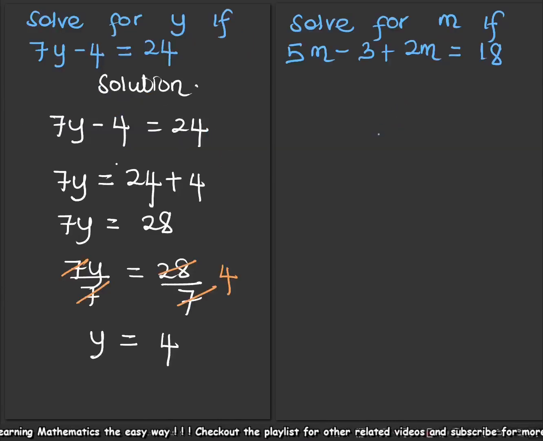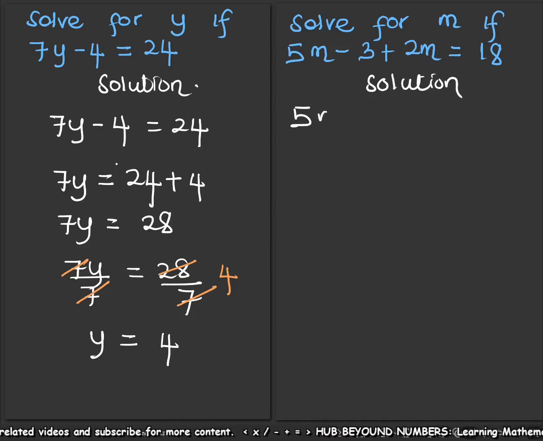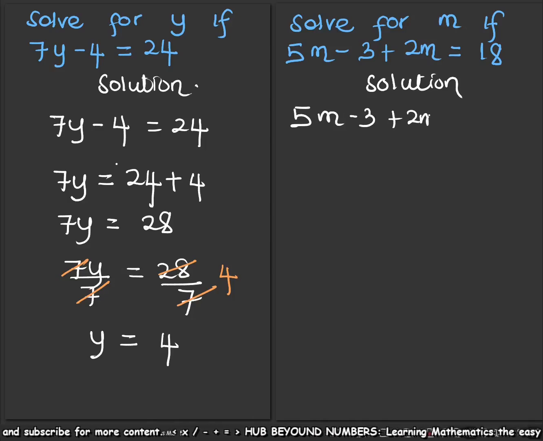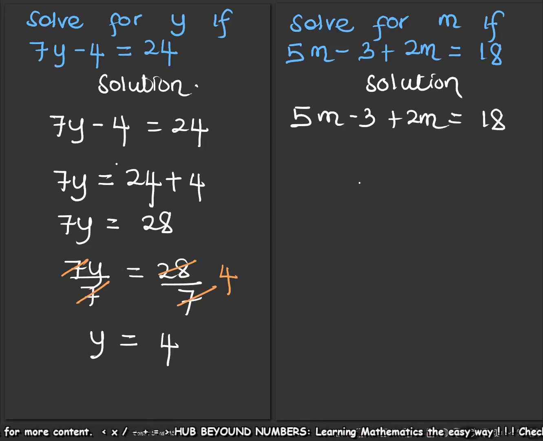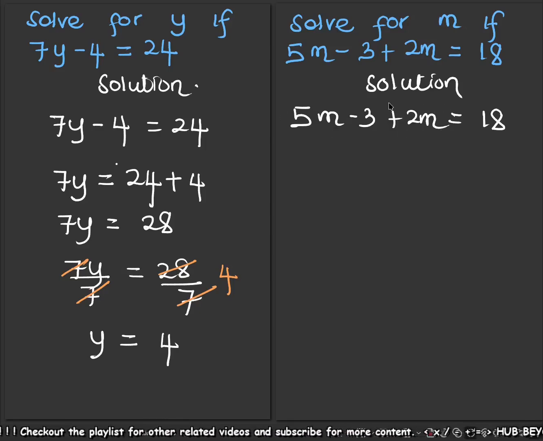All right, let's try this last one here, which says we have to solve for m. If 5m minus 3 plus 2m gives us an 18, how do we go about it? So we have our 5m minus 3 plus 2m is equal to 18. Unlike the previous ones we solved, this one has more than one term containing our m. So what we do is we group like terms. All those having the m should be written aside. That is this term here and then this term here. You rewrite them so that you can work on them.